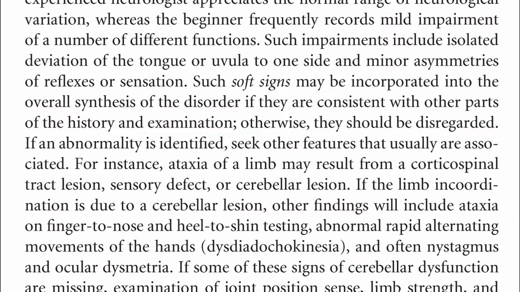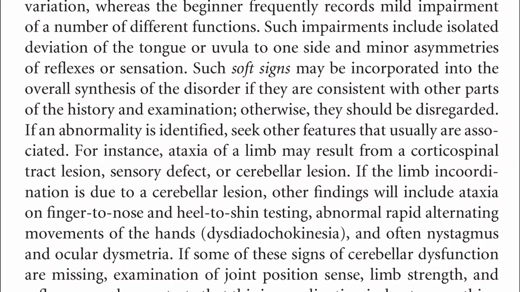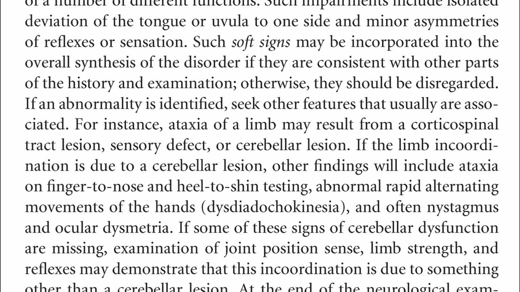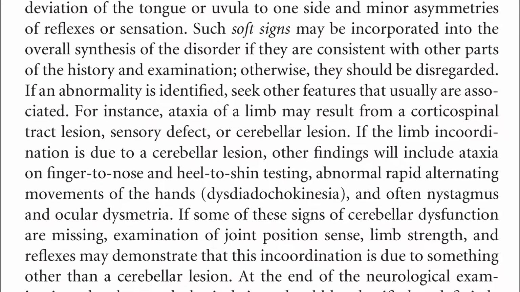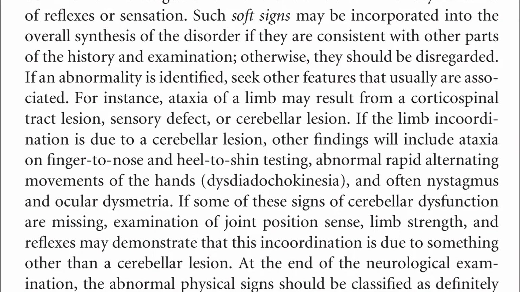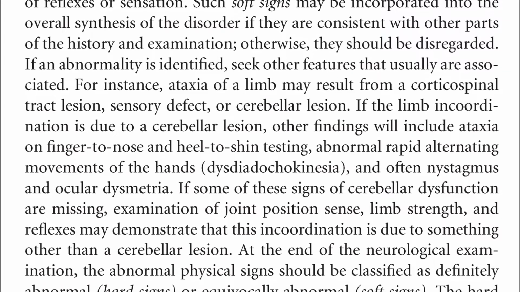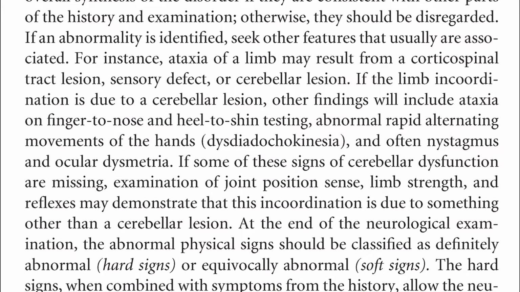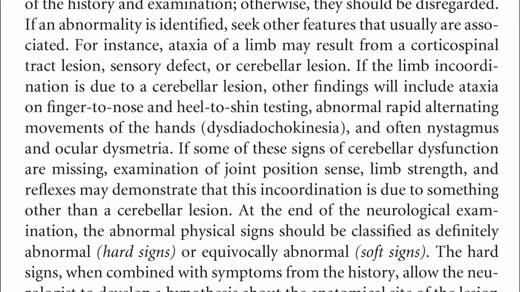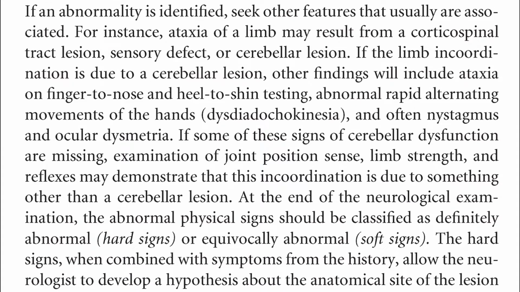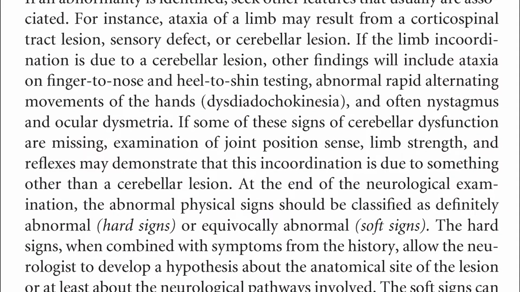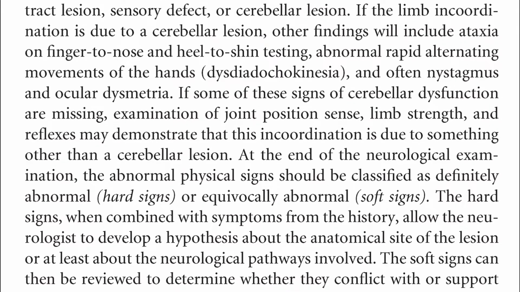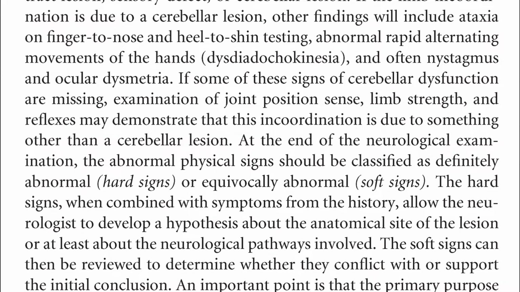If an abnormality is identified, seek other features that usually are associated. For instance, ataxia of a limb may result from a corticospinal tract lesion, sensory defect, or cerebellar lesion. If the limb incoordination is due to a cerebellar lesion, other findings will include ataxia on finger to nose and heel to shin testing, abnormal rapid alternating movements of the hands, dysdiadochokinesia, and often nystagmus and ocular dysmetria. If some of these signs of cerebellar dysfunction are missing, examination of joint position sense, limb strength, and reflexes may demonstrate that this incoordination is due to something other than a cerebellar lesion.